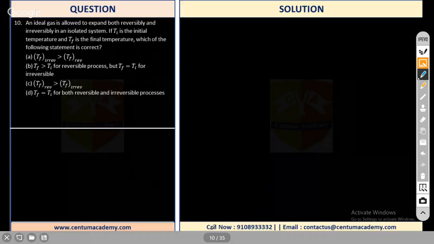Try to use the fact that work done in a reversible process, when the process is adiabatic expansion, is maximum. So work done in reversible adiabatic expansion is maximum. Use that process. Why is it A, Lalita?